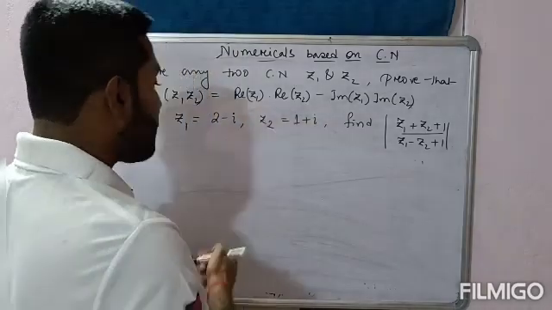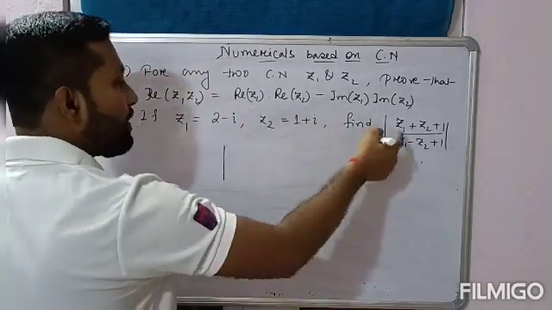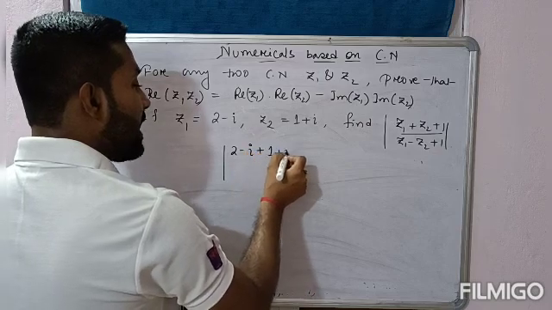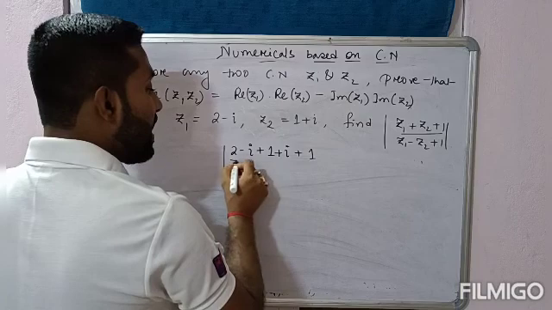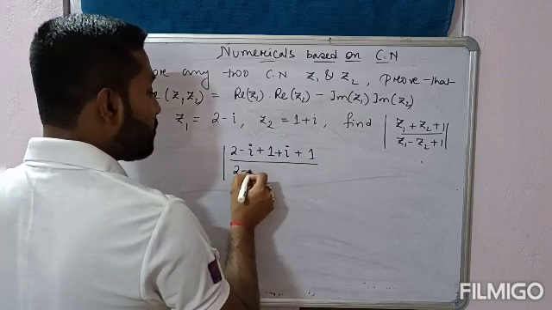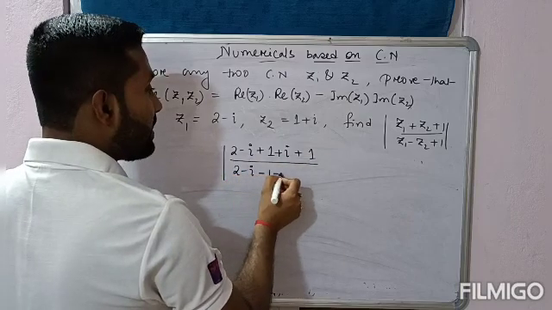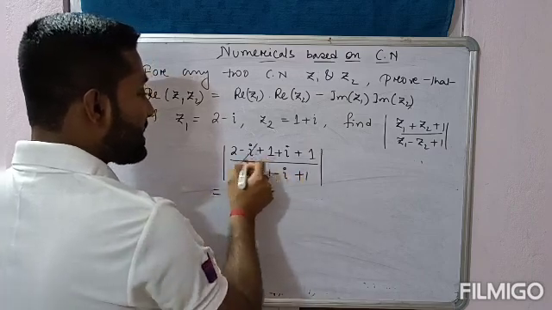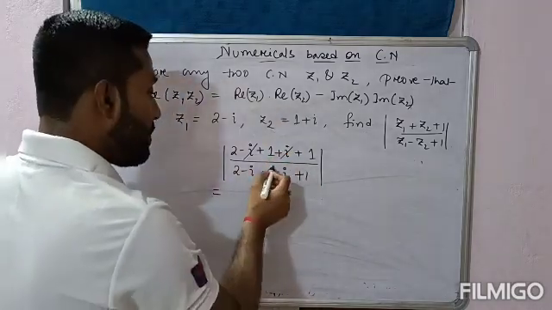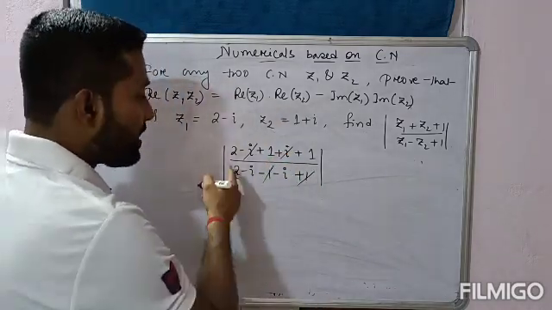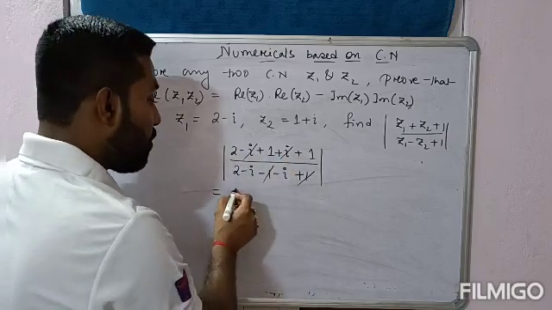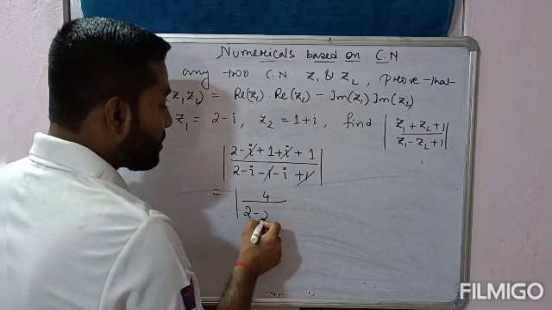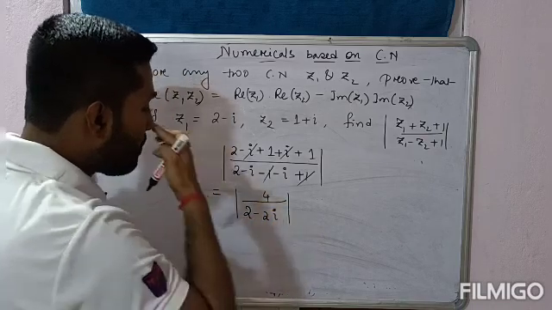All right. So put the values first of all. Put the values of z1 and z2 here. 2 minus i plus 1 plus i plus 1, divided by z1 minus z2, 2 minus i minus 1 minus i plus 1. ठीक है, इसके बाद क्या करना है, minus i plus i will be cancelled from here, minus 1 plus 1 will be cancelled from here. 2 plus 2, that is 4, divided by 2 minus twice i.